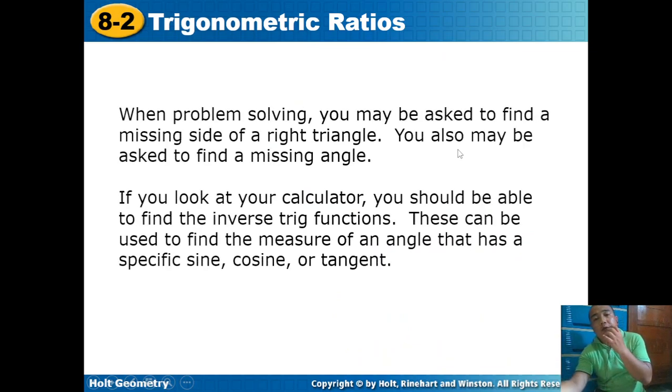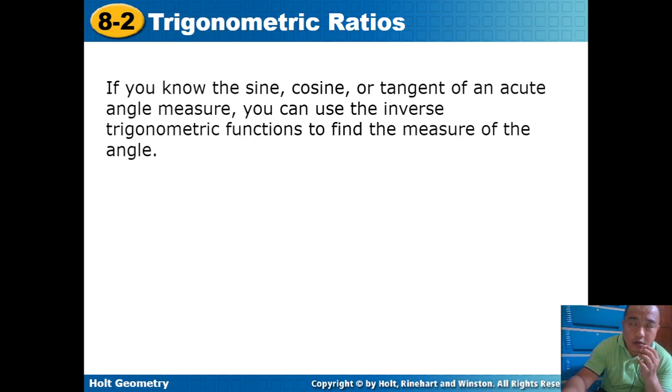When problem solving, you may be asked to find the missing side of a right triangle. You also may be asked to find the missing angle. So if you look at your calculator, you should be able to find the inverse trigonometric functions. This can be used to find the measure of an angle that has specific sine, cosine, or tangent. So this time I will teach you how to find the measure of an angle of a right triangle using sine, cosine, or tangent.